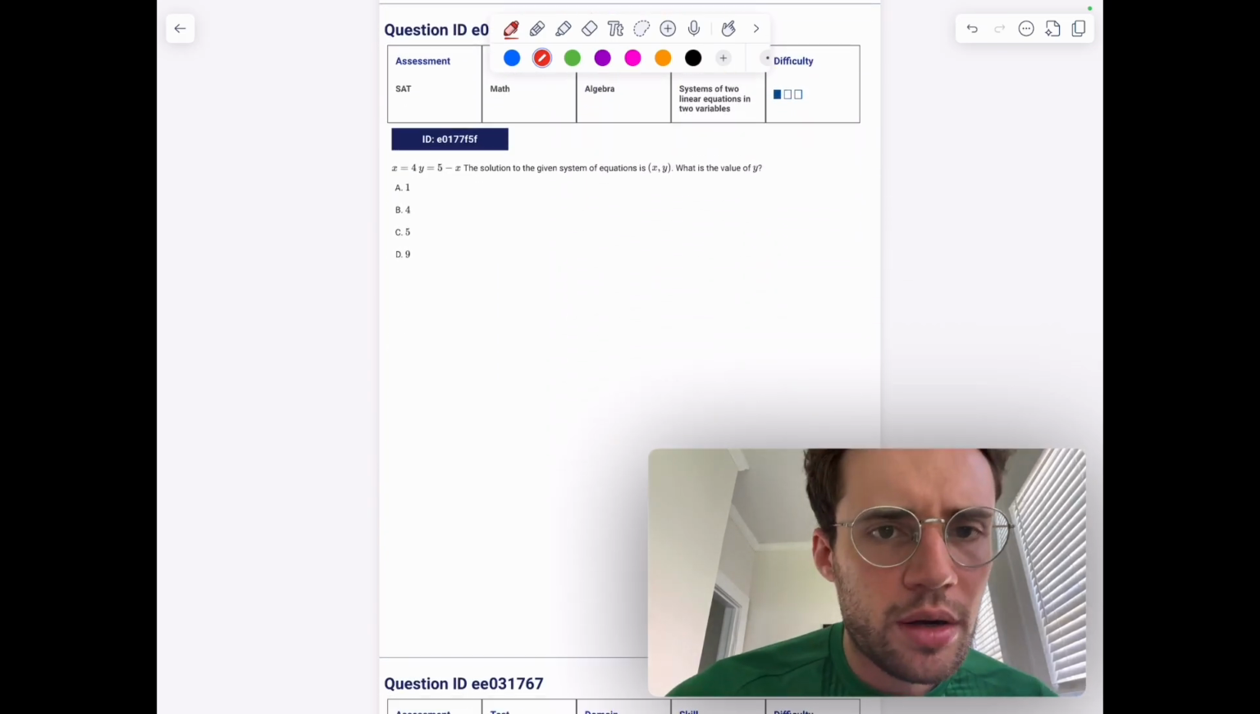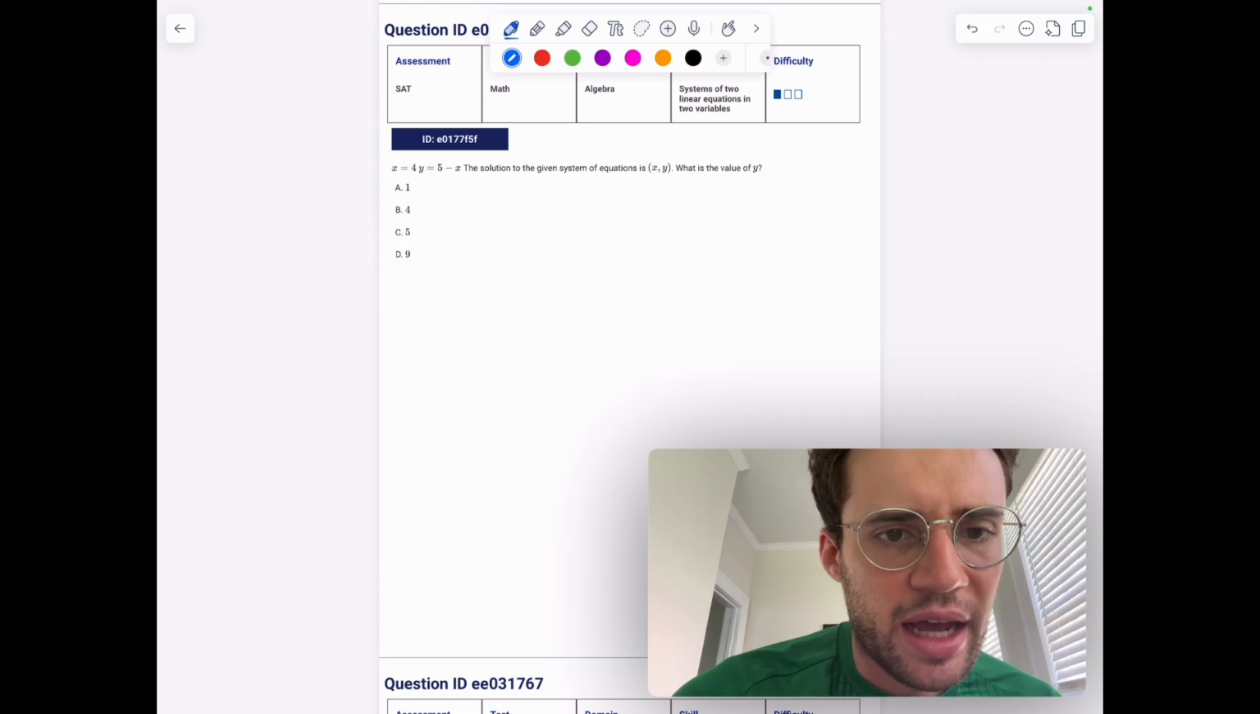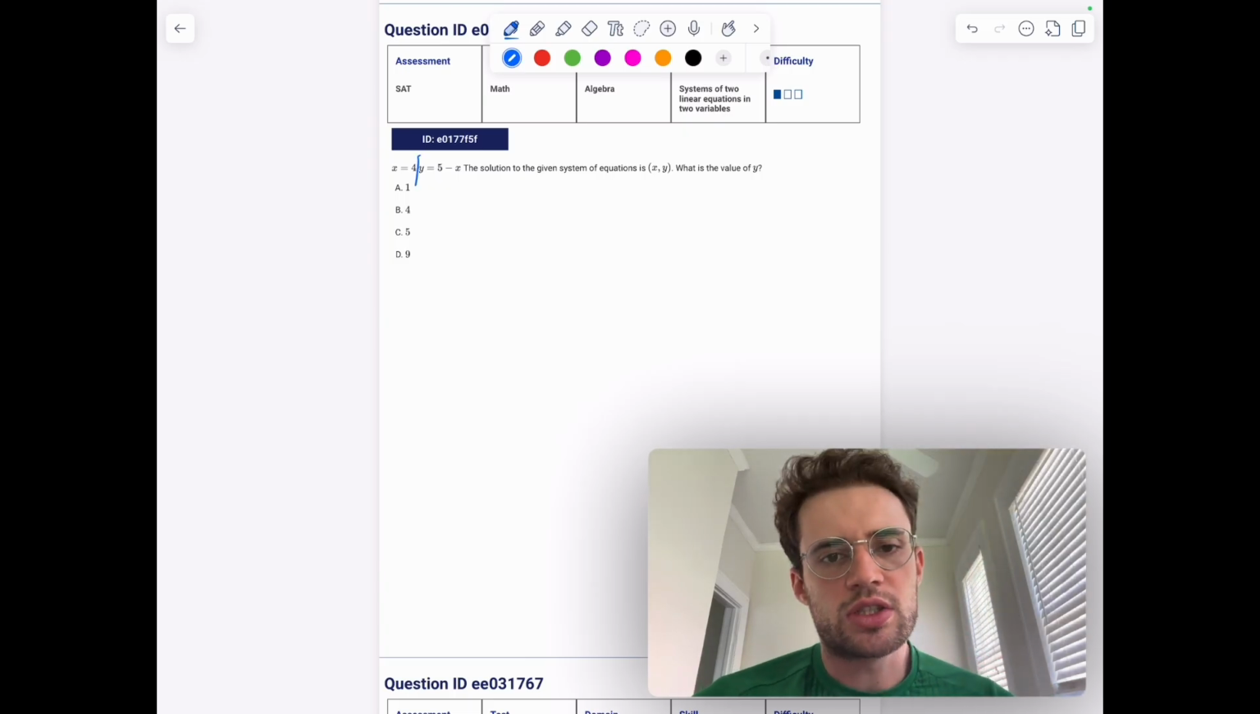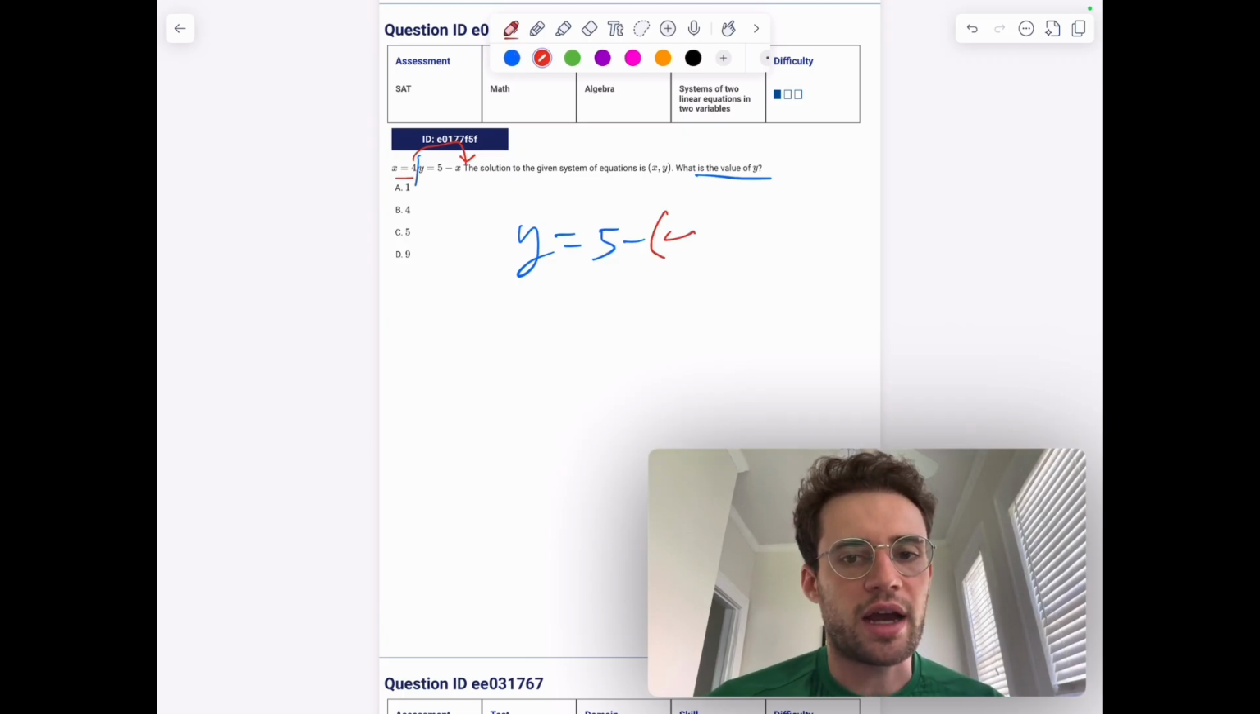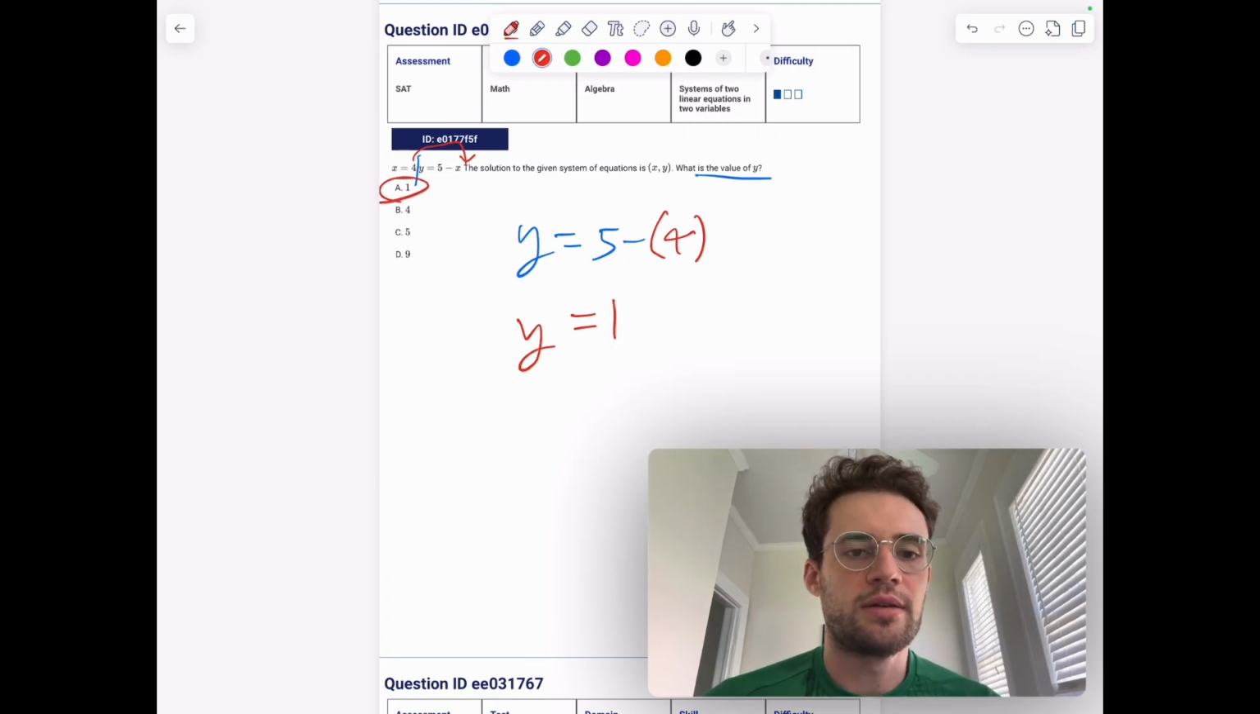x equals 4, y equals 5 minus x. So these are supposed to be two different equations. The solution to the given system of equations is x comma y. What is the value of y? All right, well, they gave us that x equals 4. So we can plug that 4 in for x in the second equation. Get y equals 5 minus, and then put in 4 for x. 5 minus 4 is just 1. So y equals 1. That will be option A.